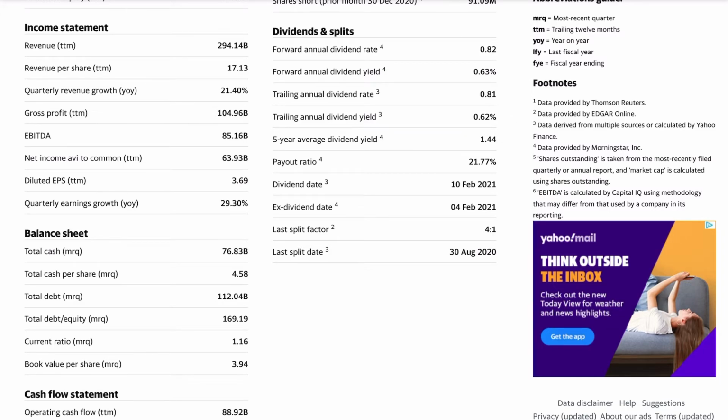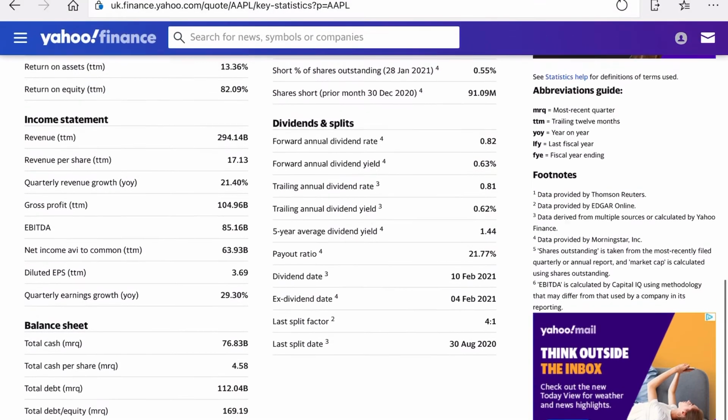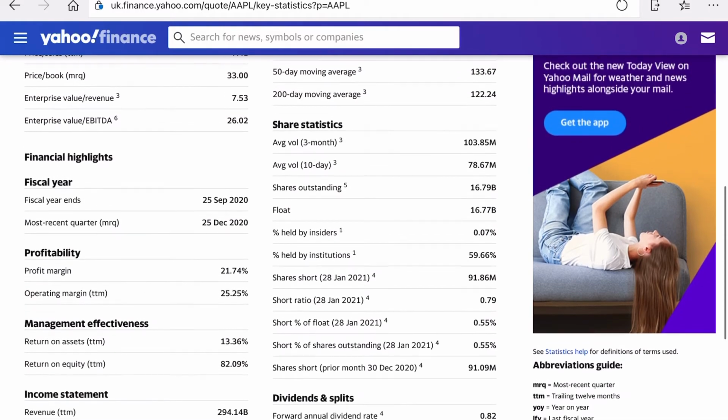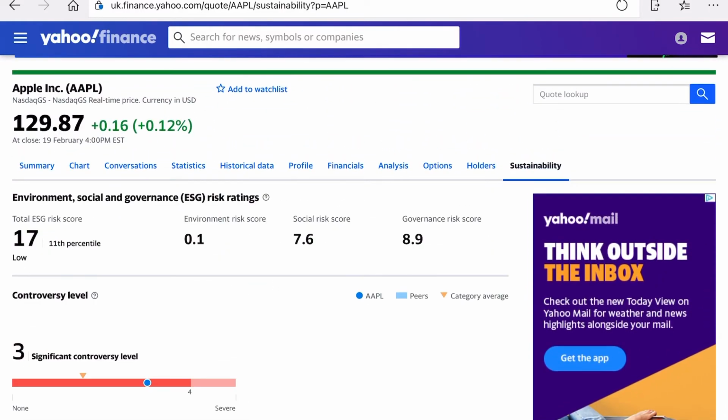I wouldn't be too worried about my investment in the short term. Hence the reason why I've chosen to invest in Apple for the long term. On the sustainability side, it does break down the environmental, social and governance risk rating, and they do give you a metric. So that might be something you would want to look into to see how much of a risk this company would be to you if you're invested in it. Currently it's low risk, so you don't have to worry too much.